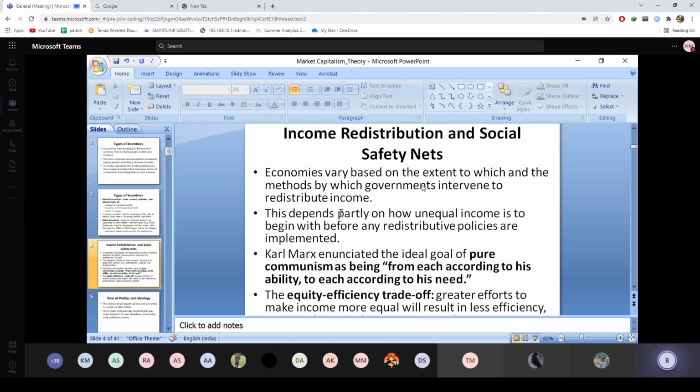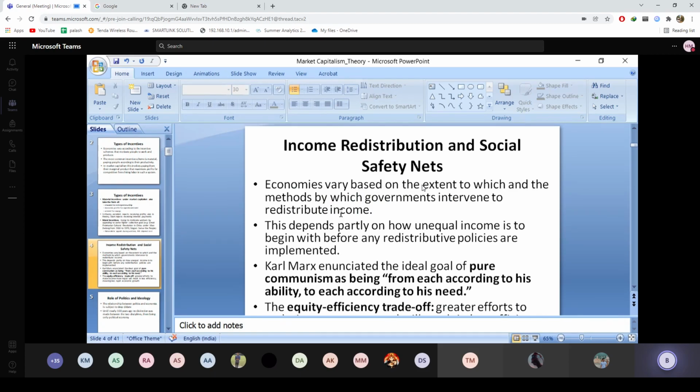And the other way to look at comparing economies is income distribution, redistribution, and social safety nets. Now, economies again vary based on the context or the extent to which, and the methods by which, governments intervene to redistribute income. Okay. Again, this depends on how unequal income is to begin with before any redistributive policies are actually implemented.